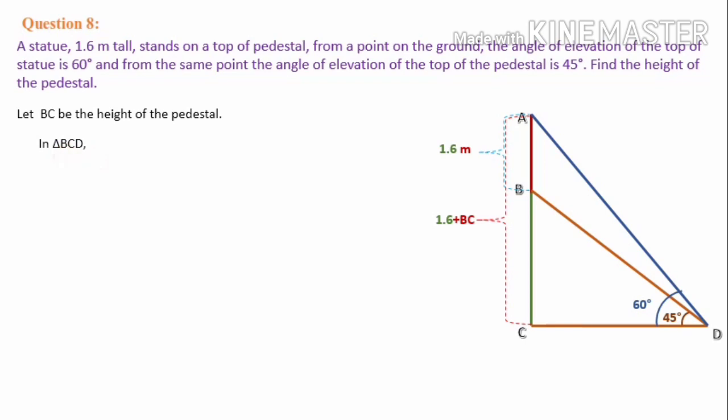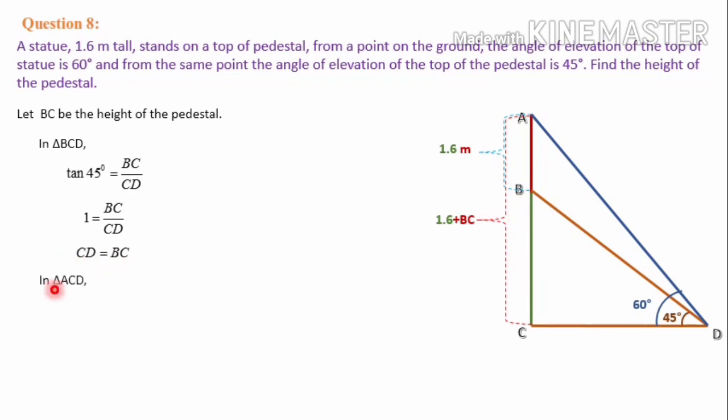As before, in triangle BCD, the smaller triangle I am taking, with respect to 45, BC is O and CD is A. So tan 45 is equal to BC by CD. Tan 45 value is 1, equal to BC by CD. Here BC is unknown and CD is also unknown. Cross multiplying, 1 times CD is equal to BC. So here we have got a relation between CD and BC. Both are equal. CD is equal to BC.